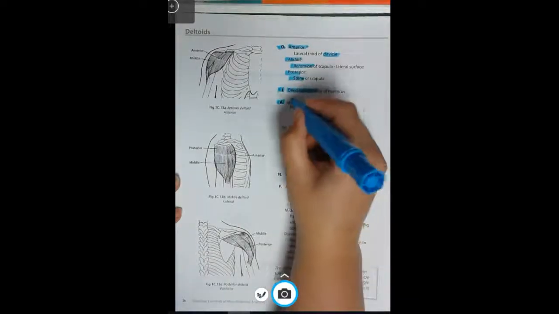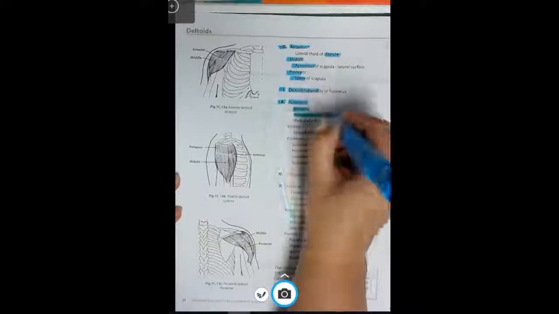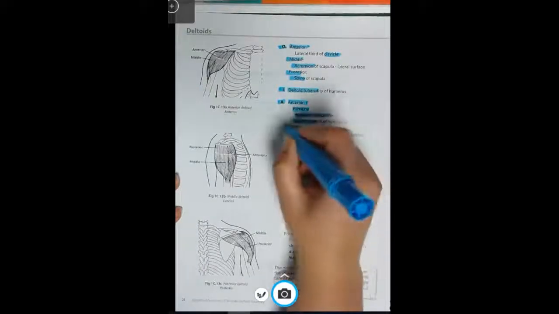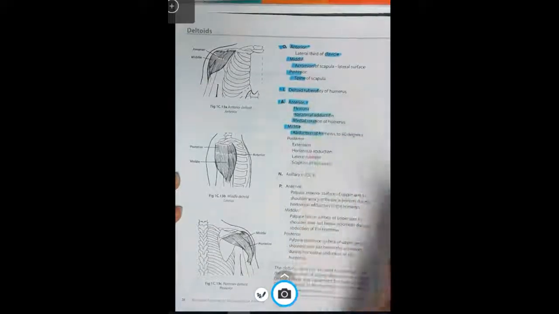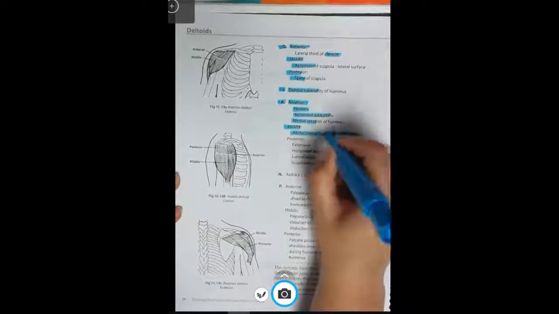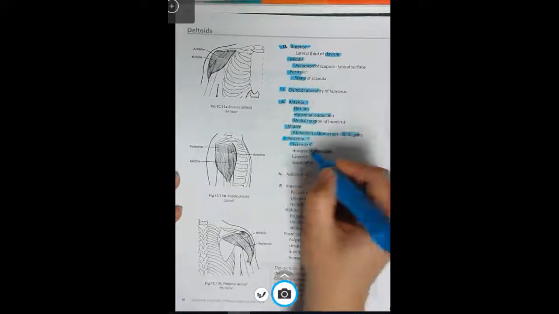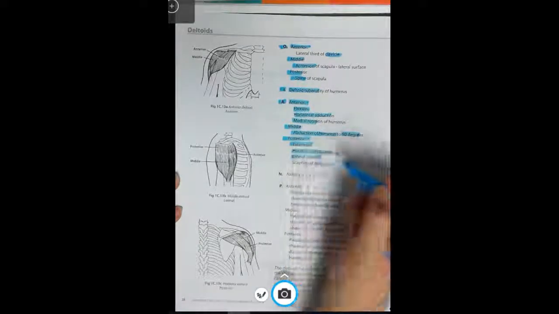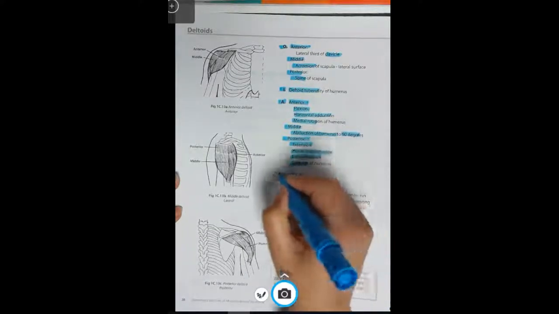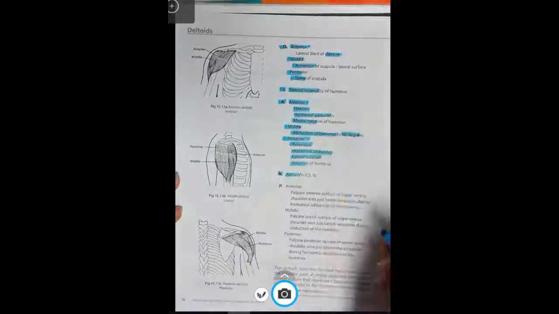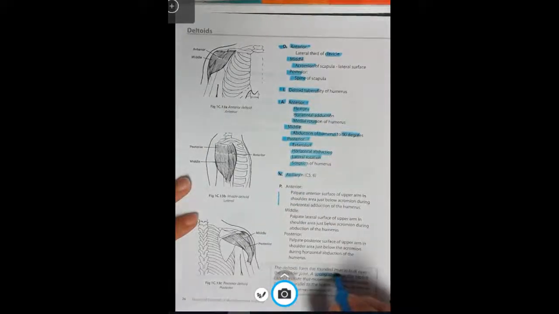Okay. Your anterior does flexion, horizontal adduction, and internal rotation. The middle does abduction to 90 degrees. Okay. Posterior does extension, horizontal abduction, external rotation, and scaption. Your nerve is the axillary nerve. Here's your little palpation. This is your strong abductor muscle. It's the rounded muscle of your shoulder joint.